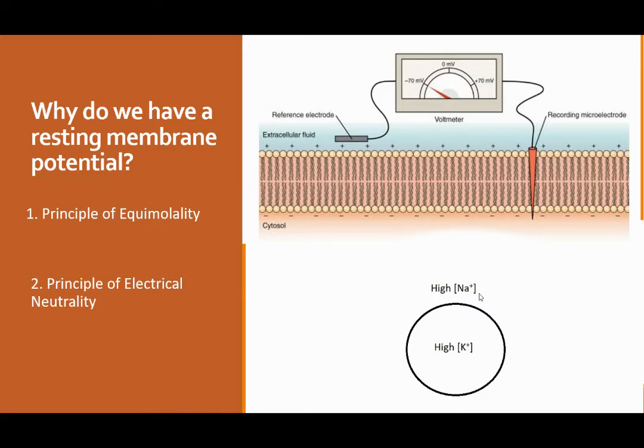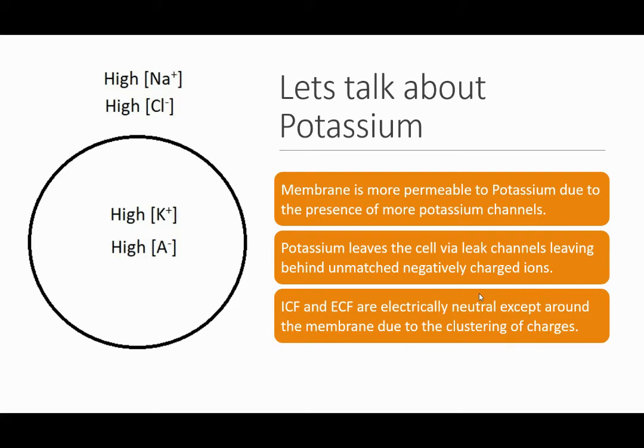Now let's talk about how we actually achieve our resting membrane potential. And to do that, we need to talk about potassium. So our membrane is actually more permeable to potassium due to the presence of more potassium channels. These are actually called leak channels, and they open and close at random. Now, because we have lots of potassium inside of the cell, the chemical gradient when these leak channels open is to push potassium outside of the cell because we have more potassium inside of the cell.